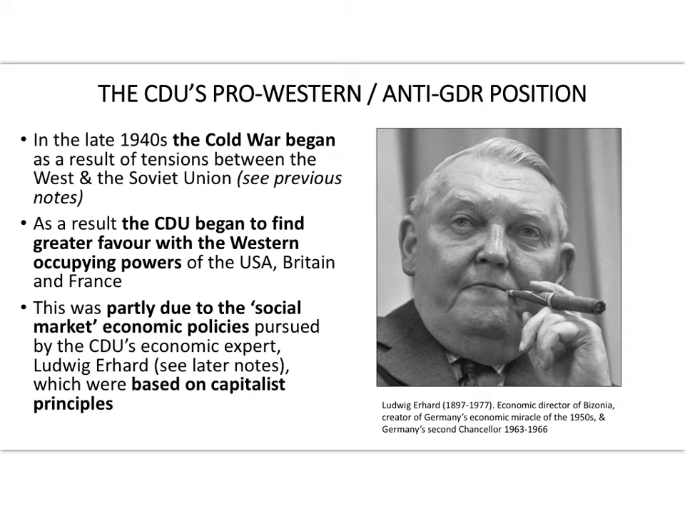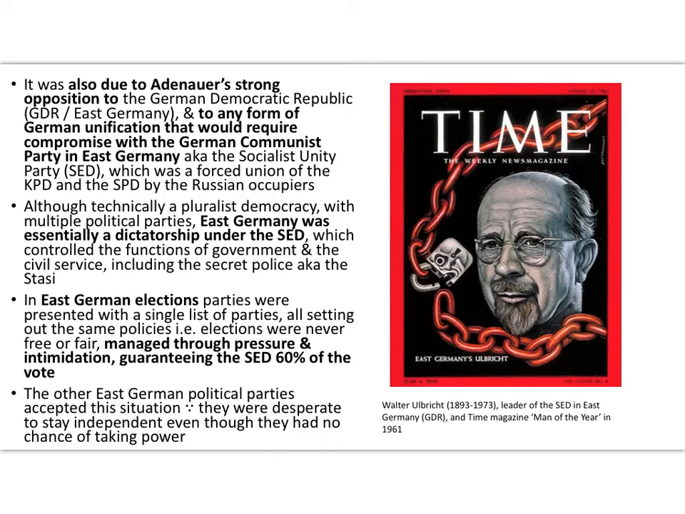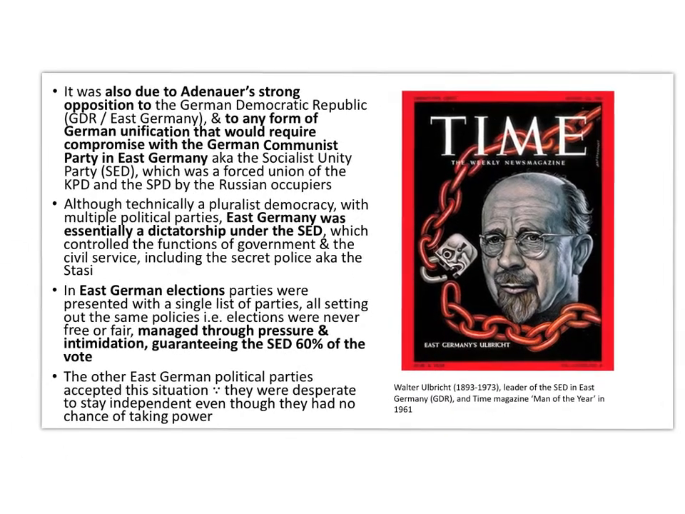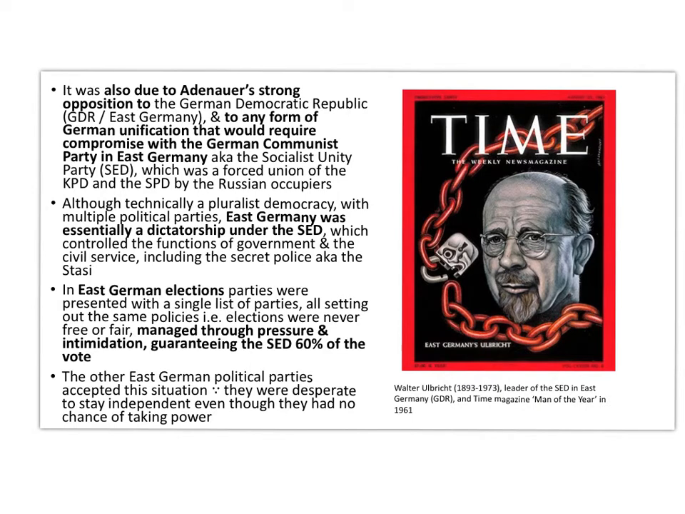That was partly due to Adenauer's policies, because they were centre-right and very much based on capitalist principles. So of course the Americans very much supported the social market economy put forward by Erhard. But it was also due to the fact that Adenauer was strongly opposed to the German Democratic Republic and to any form of German unification that would require compromise with the German Communist Party in East Germany.